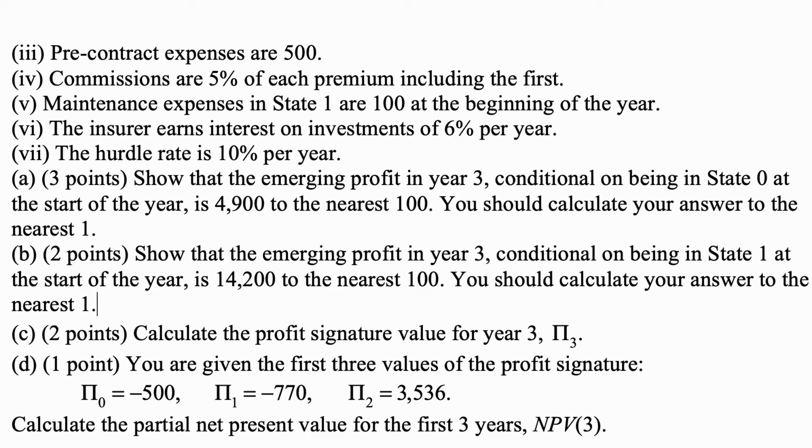Part D: you are given the first 3 values of the profit signature. Pi 0 is negative 500. These are the time 0 setup expenses. There is no profit at that point. Pi 1 is negative 770. Pi 2 is 3,536. Calculate the partial net present value for the first 3 years, NPV of 3.